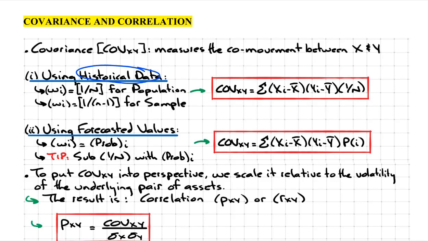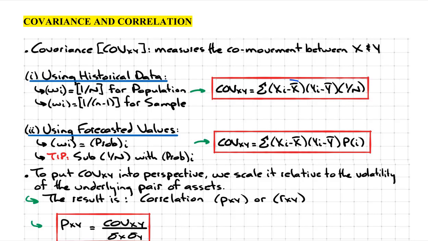With historical data, all the observations have already occurred. Therefore, each observation gets the same weight. So if there's 20 observations in the historical data set, each one gets a weight of 1 over n, or 1 over 20. Now, how do we actually measure the degree of co-movement or covariance?